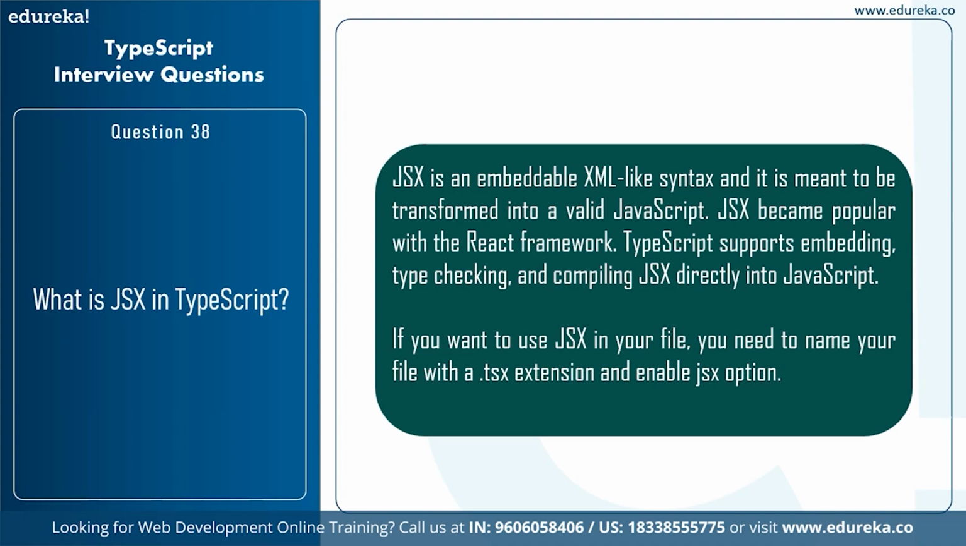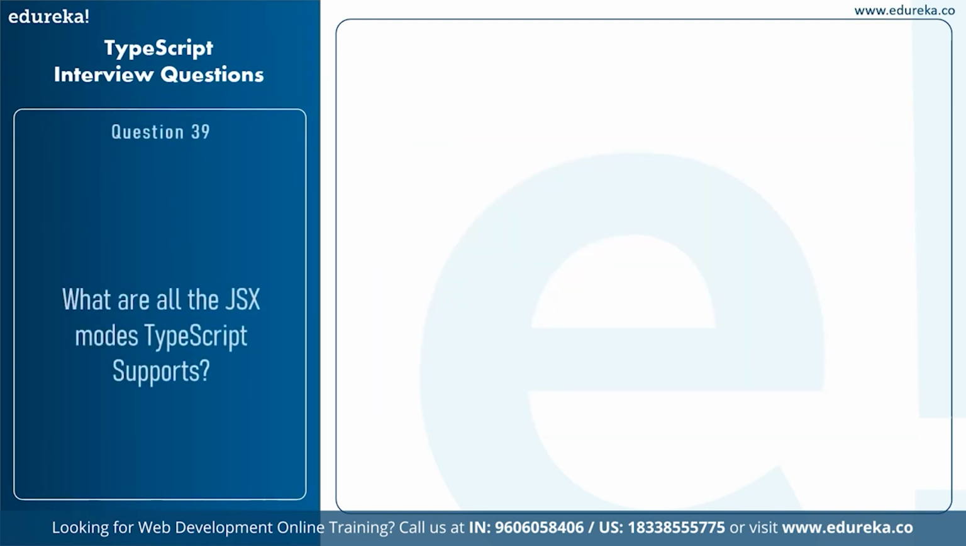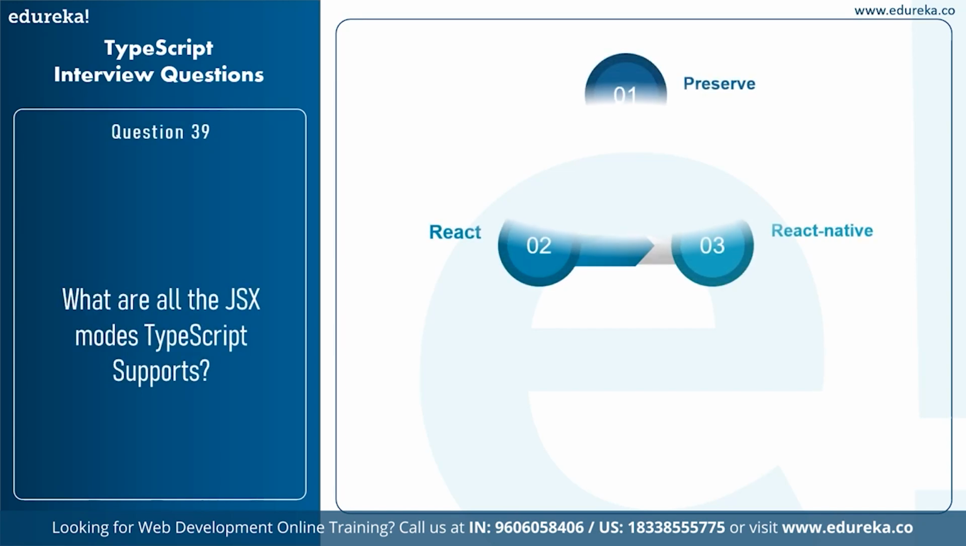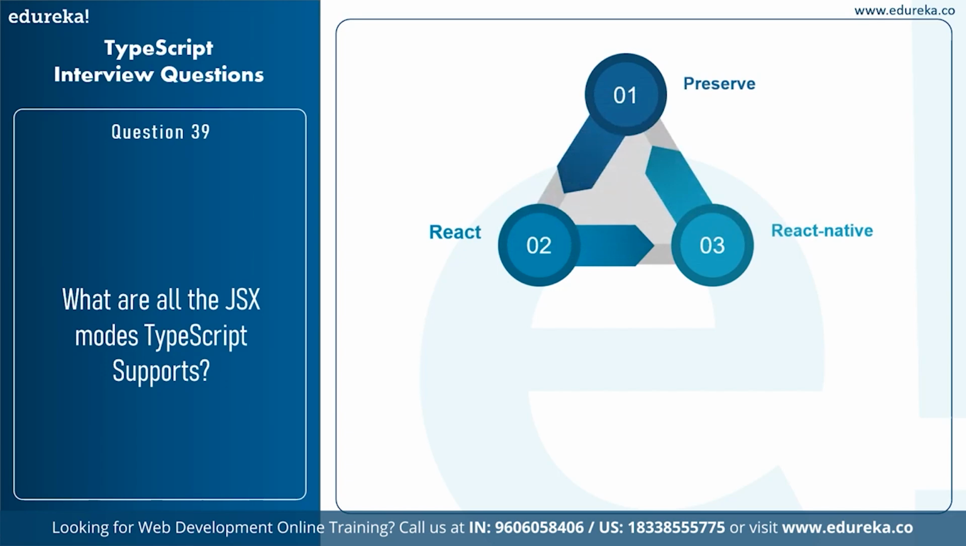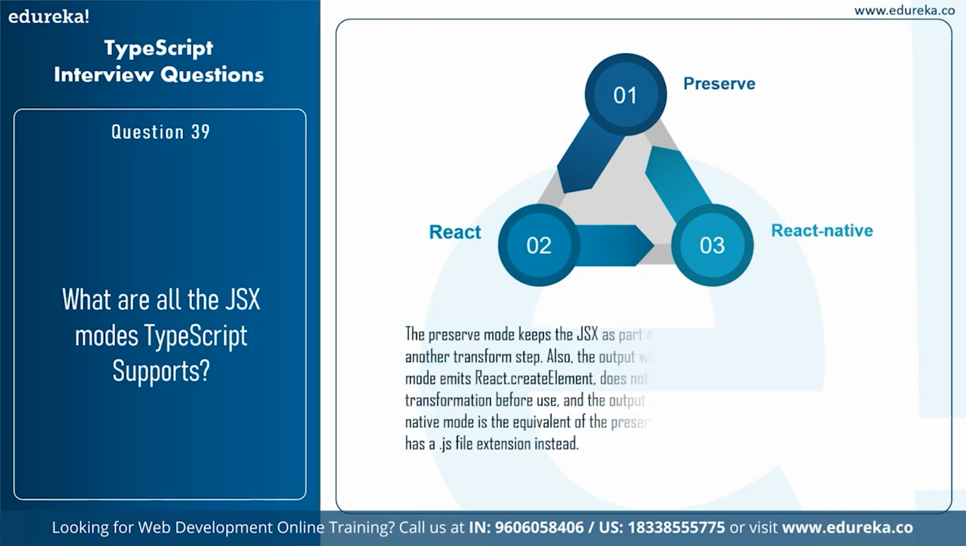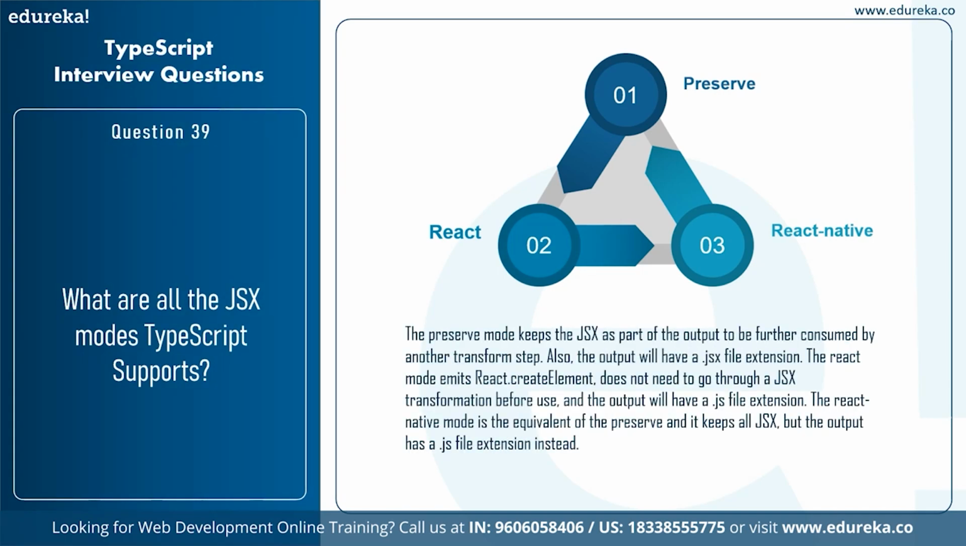and enable JSX option. So now that you know what is JSX in TypeScript, let's see what are all the JSX modes TypeScript supports. Now TypeScript consists of three JSX modes. The first one is preserve, then you have React, and then React Native. Now the preserve mode keeps the JSX as part of the output to be further consumed by another transform step.